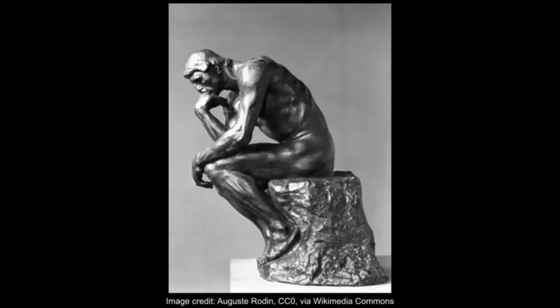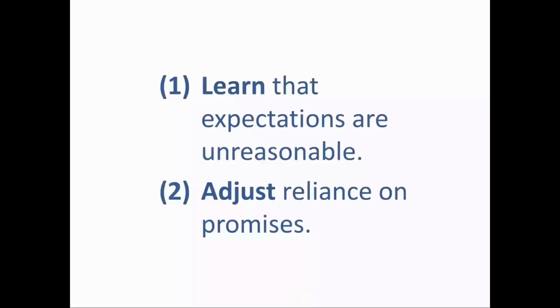Did you come up with a good answer? What does a Bailey have to do under this rule of reasonableness? The Baileys of the world will have to learn that their expectations are abnormal, and then they must adjust their reliance on promises accordingly. But why should the idiosyncratic Baileys have to change rather than the reasonable non-Baileys?